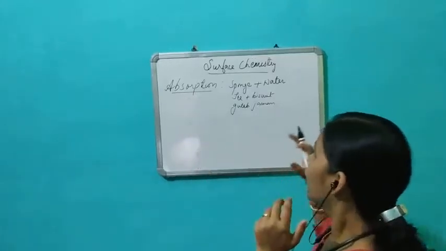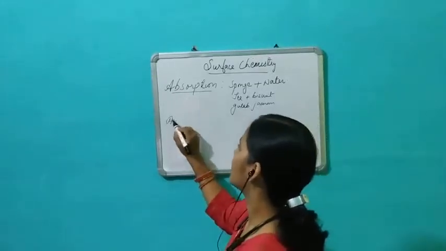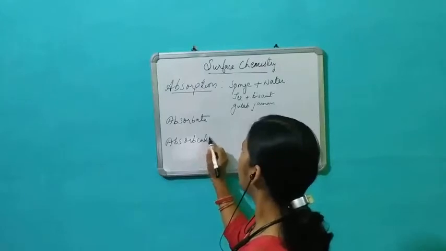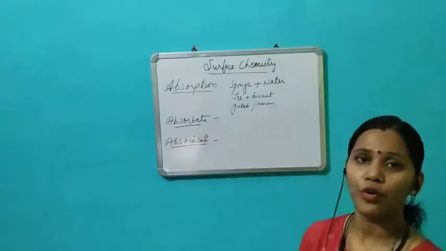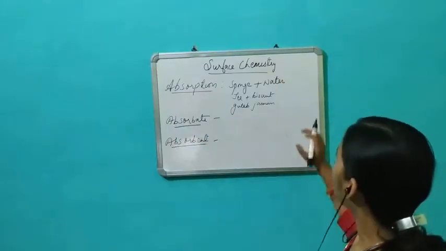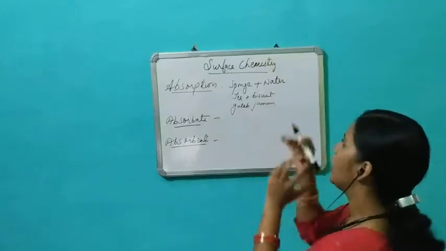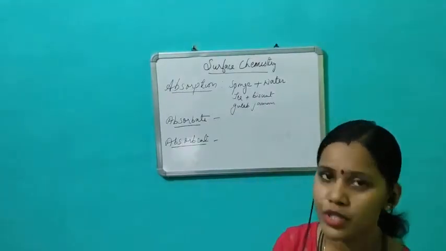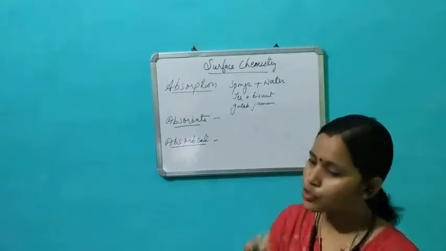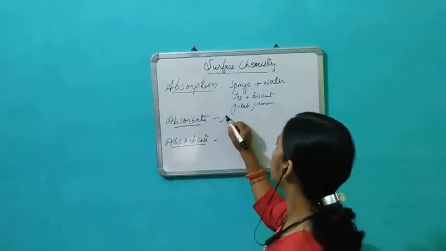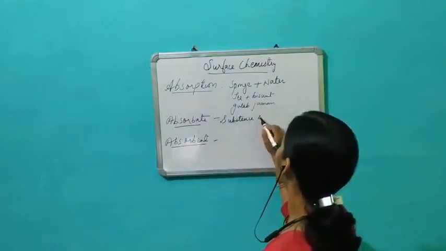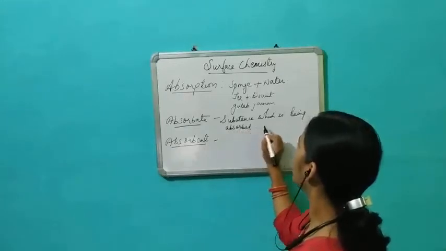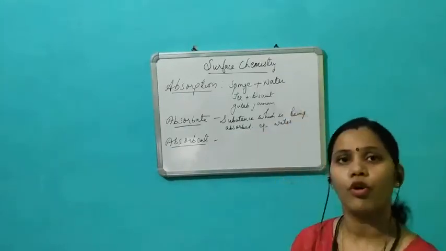Absorption. Now, there are two other terms, absorbate and absorbent. What is absorbate and what is absorbent? In all these three cases, water gets absorbed in the sponge. Biscuit is absorbed in the tea. And the sugar syrup gets absorbed in the gulab jamun. So the substance which is being absorbed is called the absorbate. Example, water. In this case, water is being absorbed.